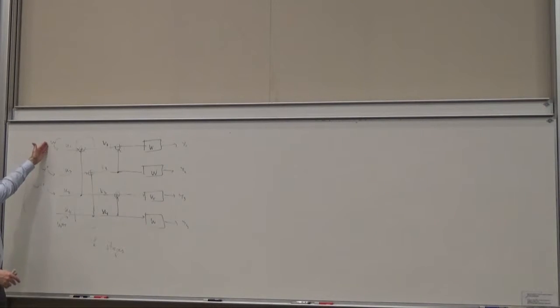So the whole operation to compute what you feed to the actual raw channel W, the x's that you send over the channels, from the u's, takes only the effort 2 to the k times k.